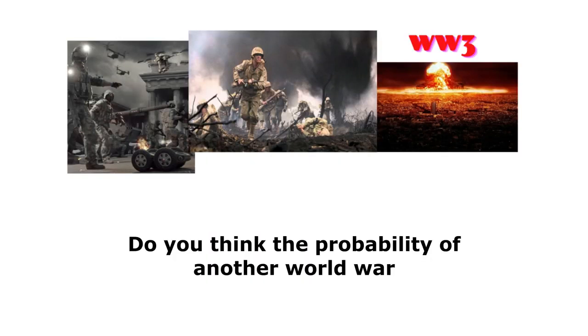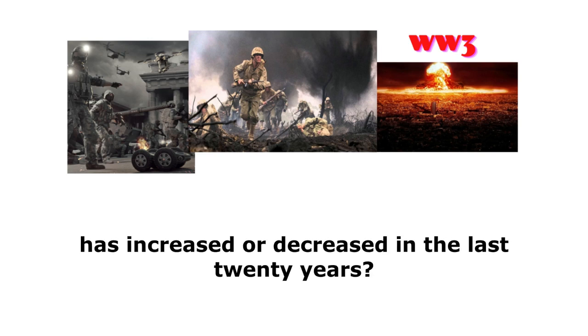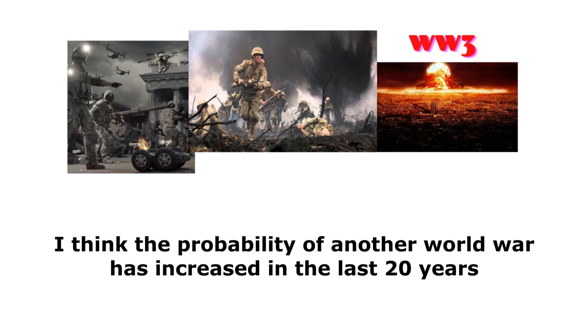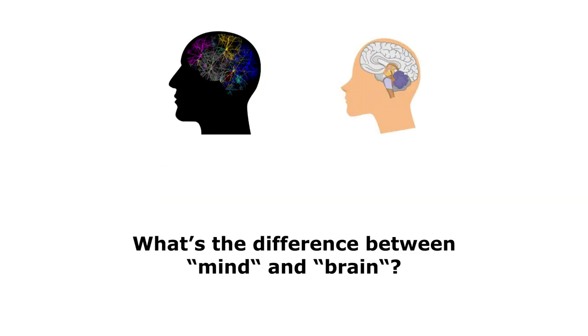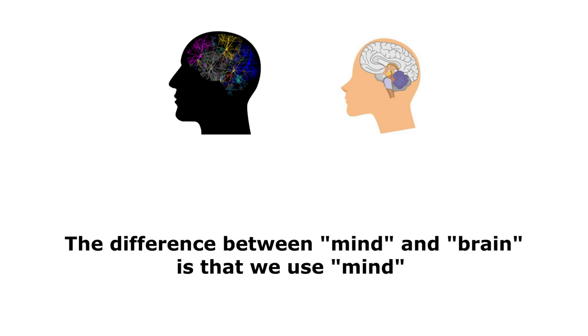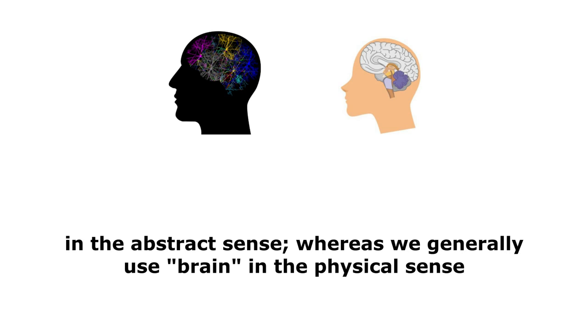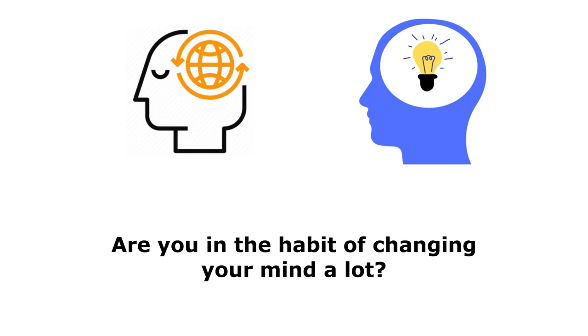Probability. Do you think the probability of another world war has increased or decreased in the last 20 years? I think the probability of another world war has increased in the last 20 years. Mind. Brain. Change one's mind. Brainy. Abstract. Sense. What's the difference between mind and brain? The difference between mind and brain is that we use mind in the abstract sense, whereas we generally use brain in the physical sense.